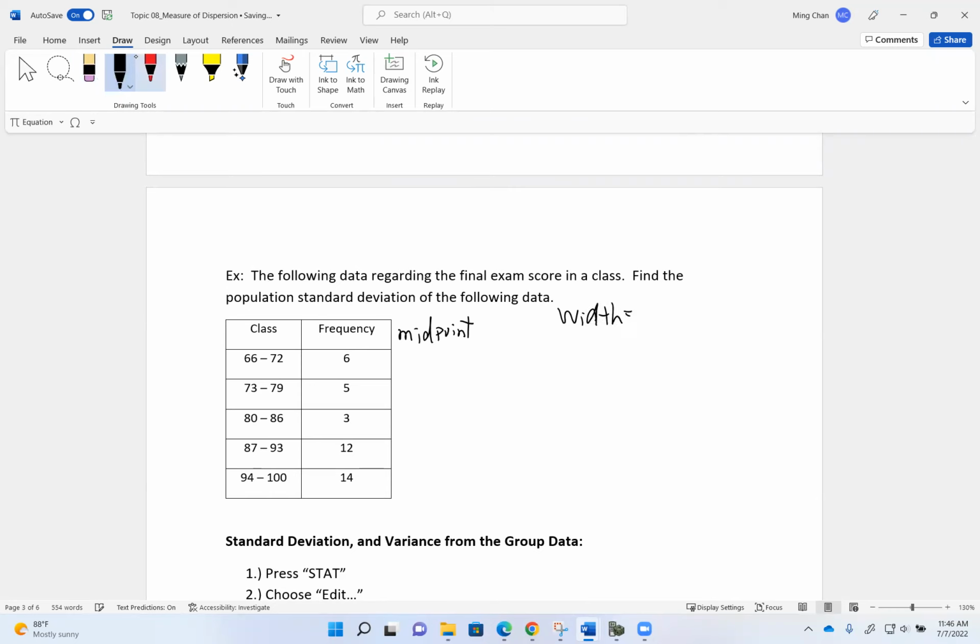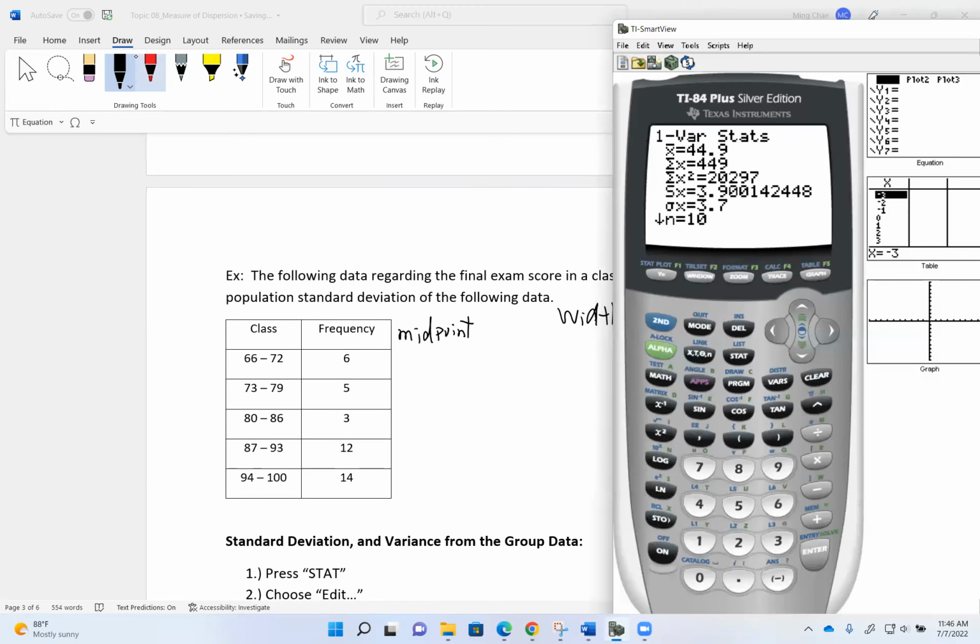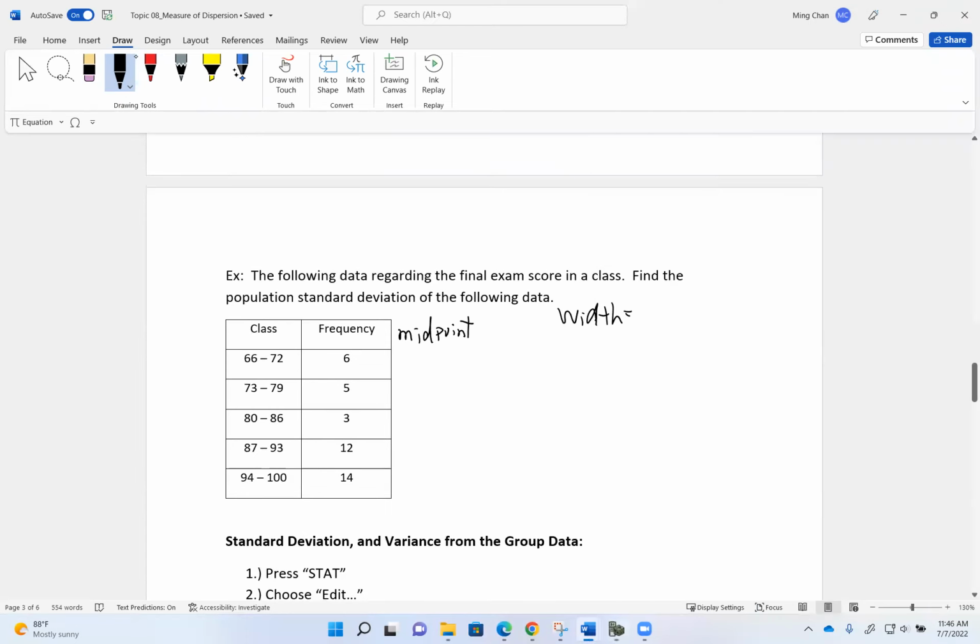All right, take 2 consecutive lower class limits and subtract them. So 73 minus 66, my width is 7. Okay, so class midpoint, the first class, as you can recall, take the lower class limit plus the upper class limit, then divide it by 2.